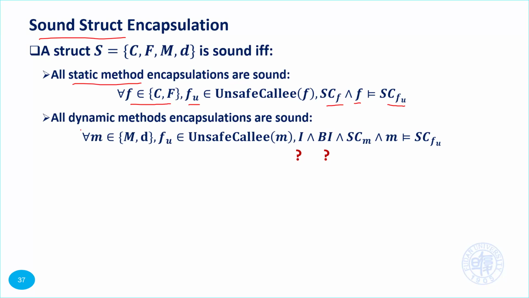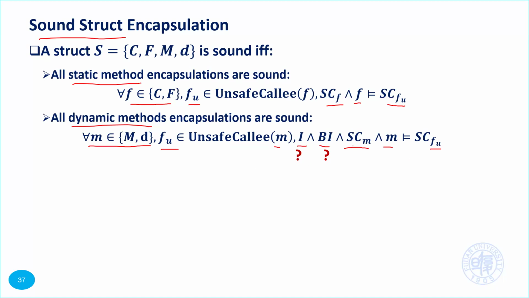The second requirement, related to the second guideline about sound encapsulation, concerns the dynamic method. For all the unsafe callees of a dynamic method, given the invariant of the struct, the invariant broken by some disruptive method, and the safety constraint of the method itself, if it satisfies the safety constraint of all its unsafe callees, then we say the encapsulation is sound.